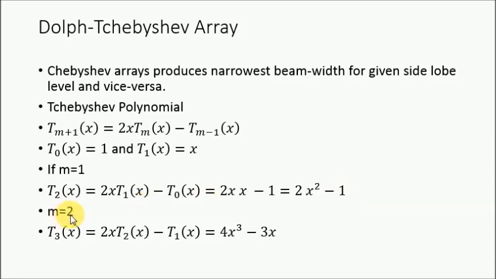Similarly, we can put m equal to 2. If m equals 2, m plus 1 becomes 3. So T3(x) is equal to 2x T2(x) minus T1(x). Already we have calculated T2(x), so put that value, 2x squared minus 1, in brackets, and multiply the whole bracket with 2x. T1 is equal to x, which we have already calculated, and T3(x) becomes 4x cubed minus 3x.